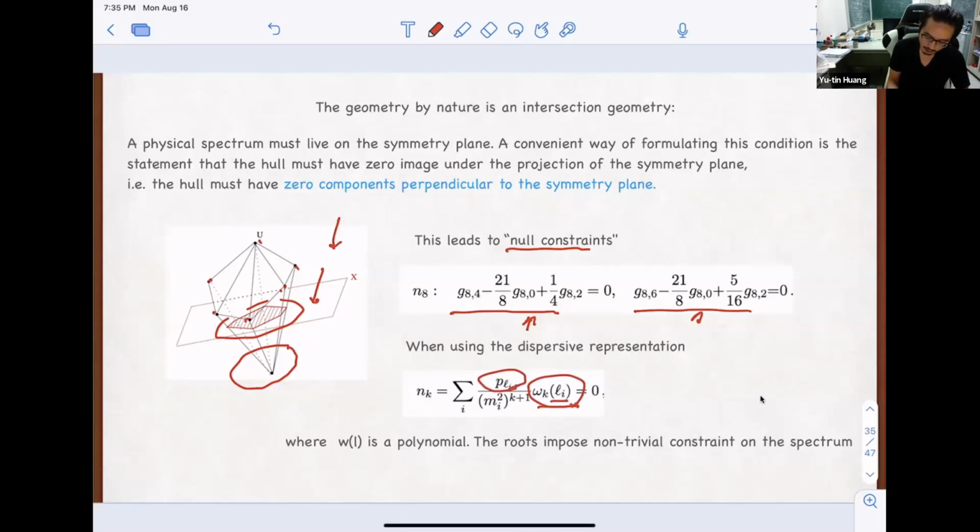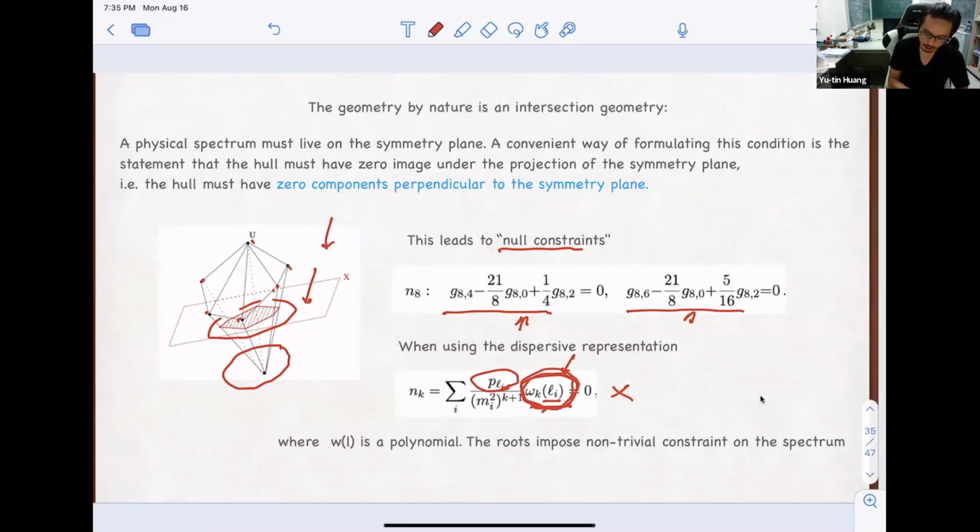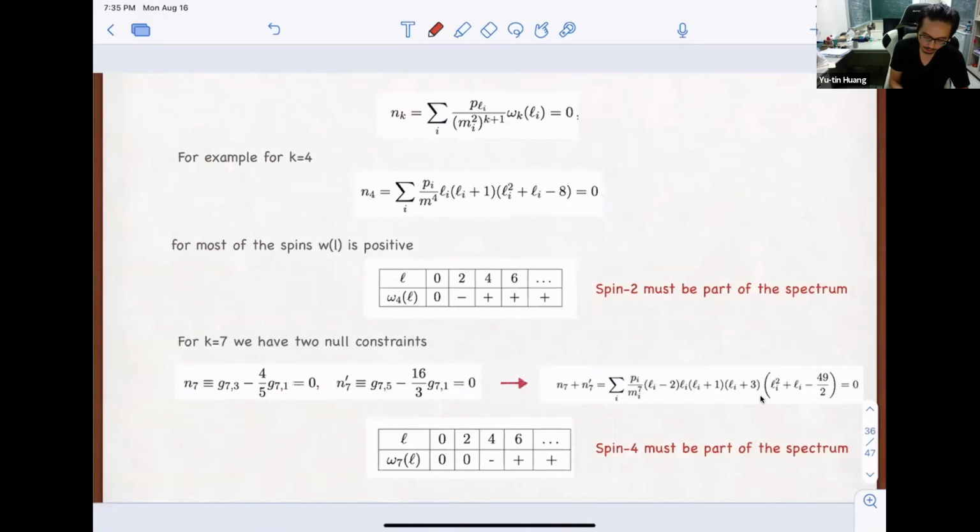So since this has to be zero, if all of the spins actually contribute positively, then you see that this has no solution. So in order for this to have a solution, the sign of the various spins in this polynomial is actually very important. So if you plot out the sign for different k, now you can immediately see an interesting pattern. So for example, for k equals 4, these are the signs.